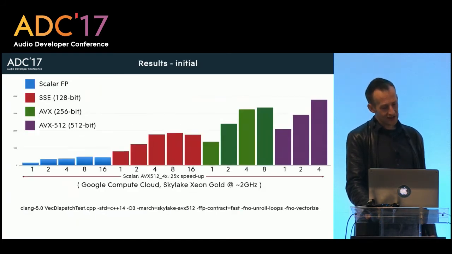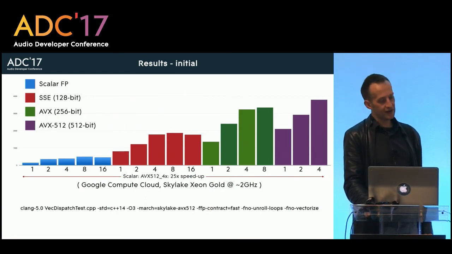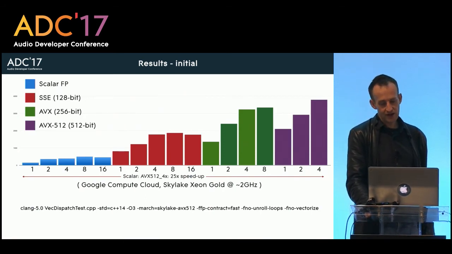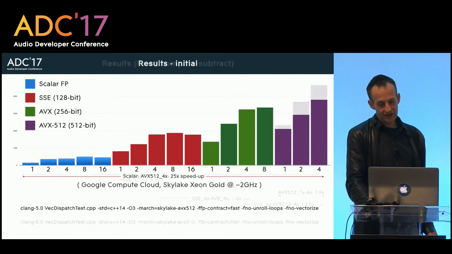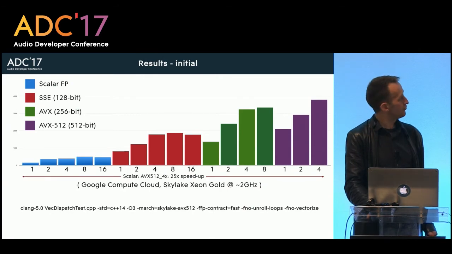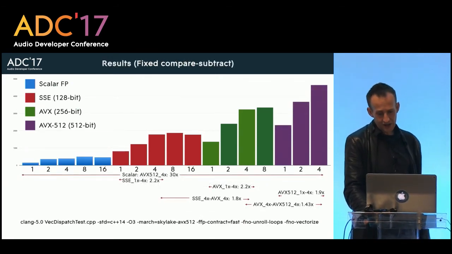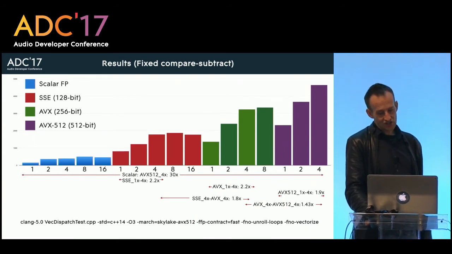And we get a slightly better speed up there, but the numbers still don't look quite right. In particular, that 128-bit code looks faster than it should be. So that's before. That's with the fixed compare and subtract.